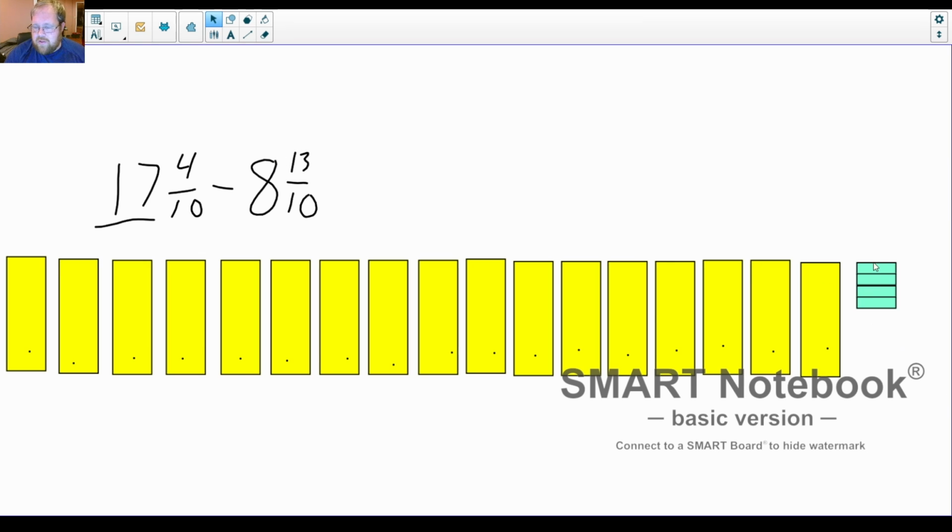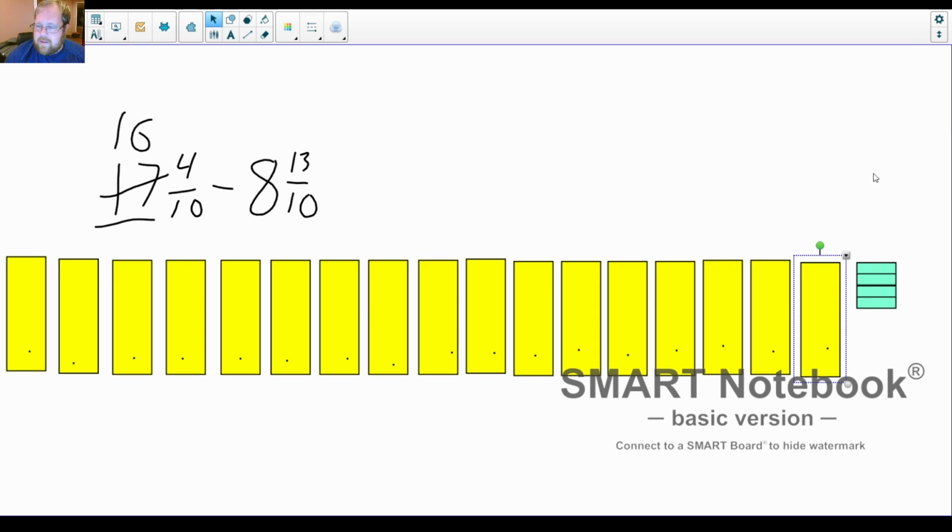So let's do it now. Can we take away 13 tenths from here? No, because we don't have 13 tenths to give. So what are we going to do? That's right. We're going to take 1 away from the 17. 17 becomes 16.